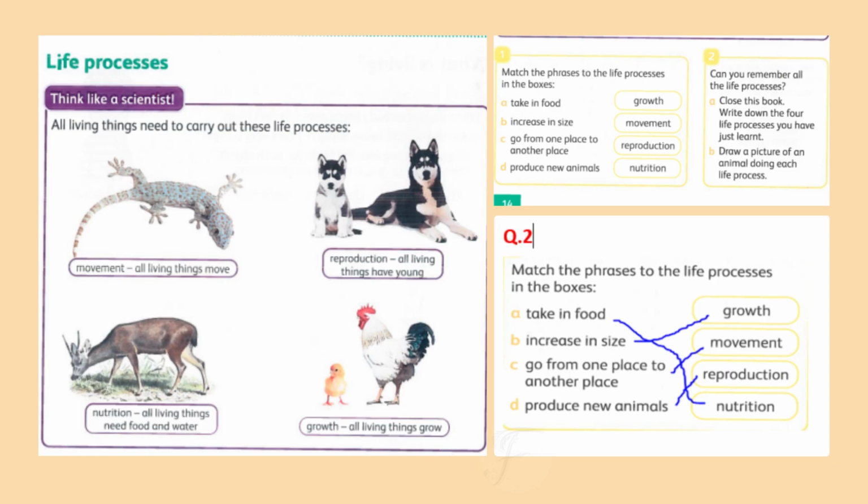Now, number two, can you remember all the life processes? Close this book, write down the four life processes you have just learned. And in B, you have to draw a picture of an animal doing each life process.